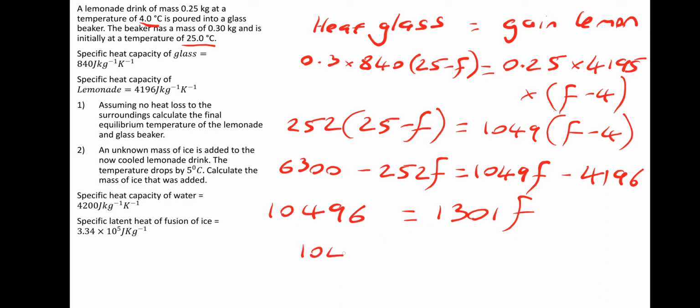10,496 divided by 1301, which gives a final equilibrium temperature of 8.1 degrees Celsius. Hopefully you could follow that, and that's okay. Let's have a look at part 2. So I'm going to clear this off.